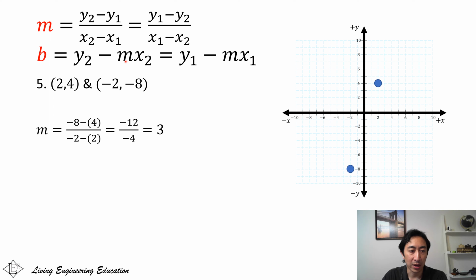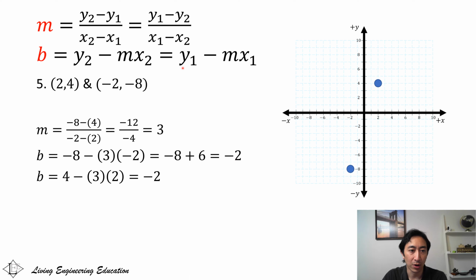We'll plug 3 back into my y-intercept equation. I get -8 minus 3 times -2. So -8 plus 6, I get -2 for my y-intercept. We can repeat the process for point 1 and the slope. We get 4 minus the slope of 3 times x1, which is 0. So we get 4 minus 0, which is 4. Our final solution for this linear equation is y equals 3x minus 2.